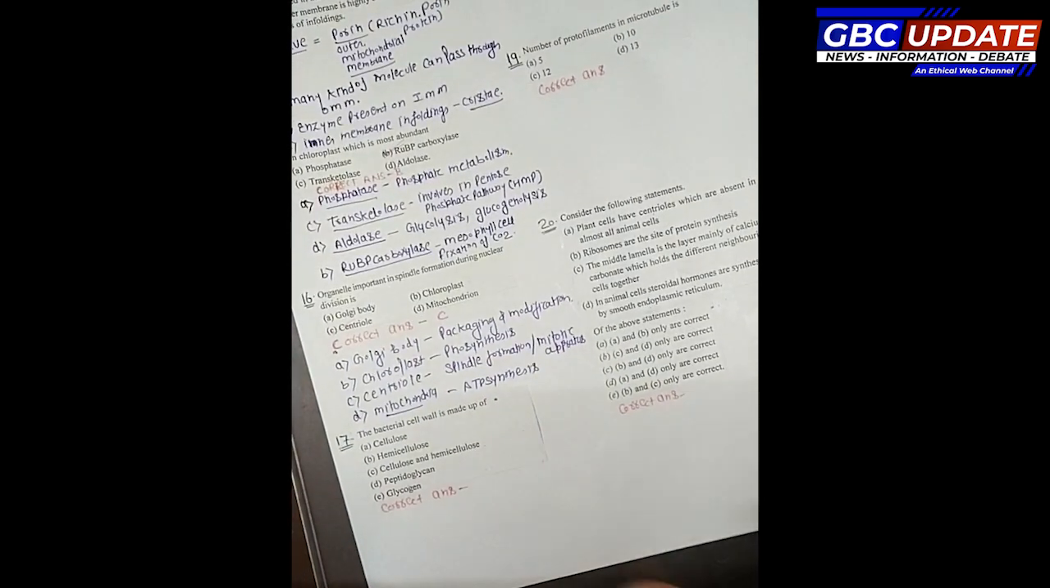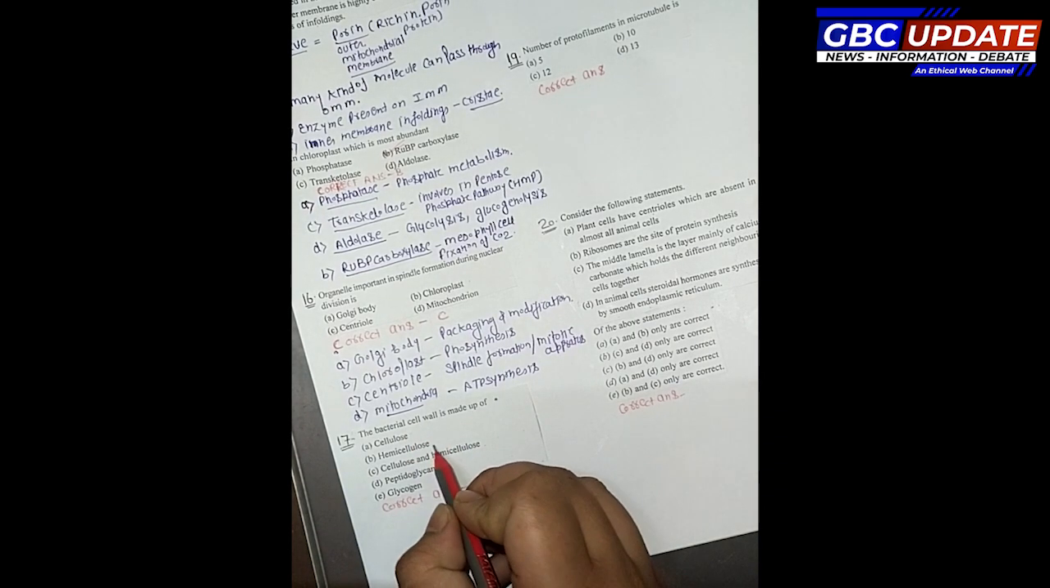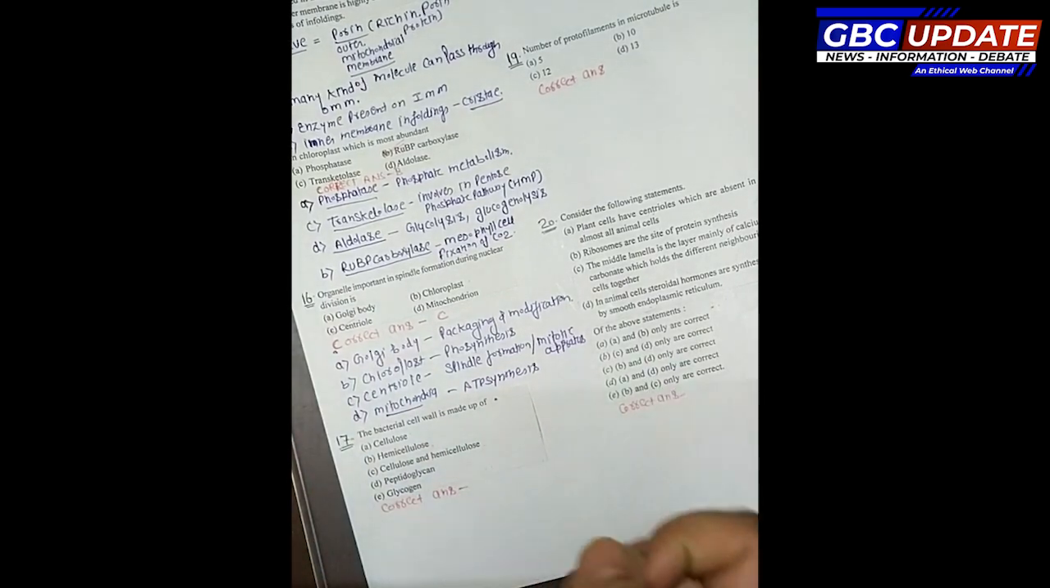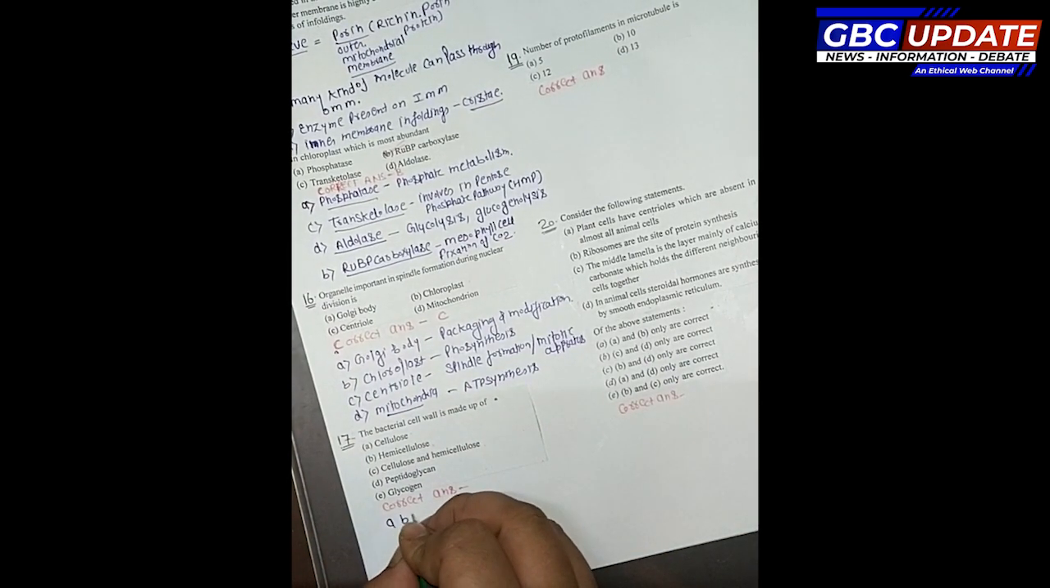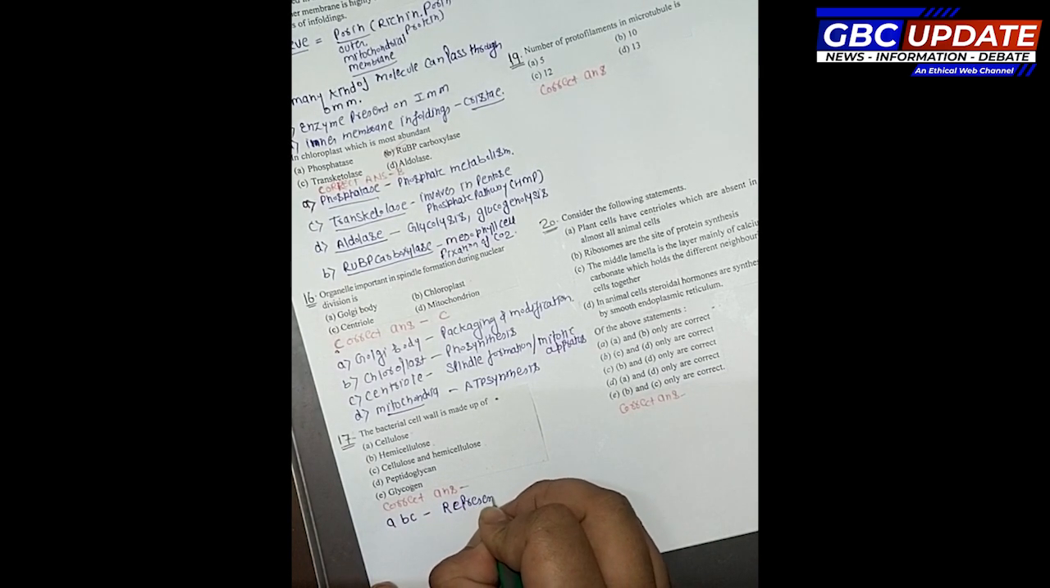Next question is, bacterial cell wall is made up of. First three options: cellulose, hemicellulose and pectin. All three, A, B, C options represent plant cell wall.